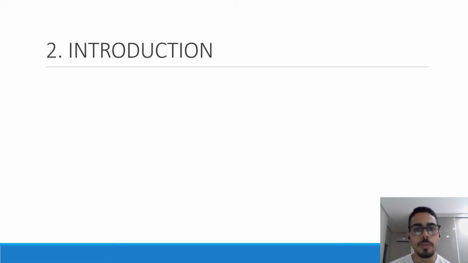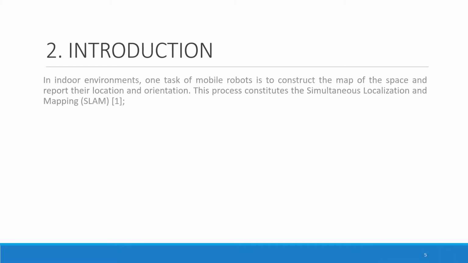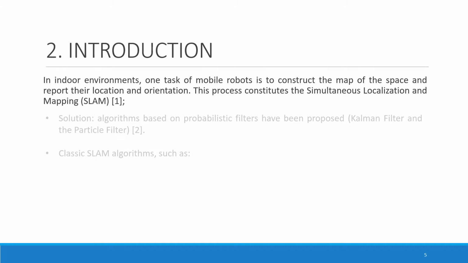Now, I am going to do a brief contextualization of our work. One task that autonomous mobile robots have to perform in indoor spaces is to construct the map of their environment and report their location and orientation. This process is called Simultaneous Localization and Mapping, SLAM. To do so, robots extract data through their sensors.